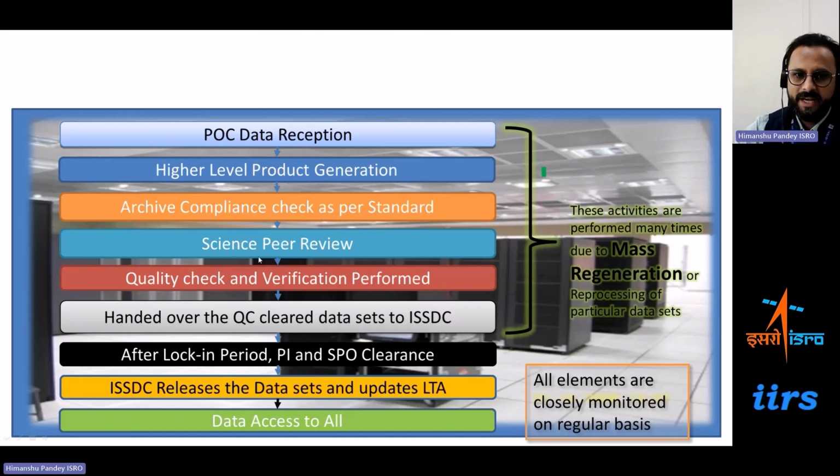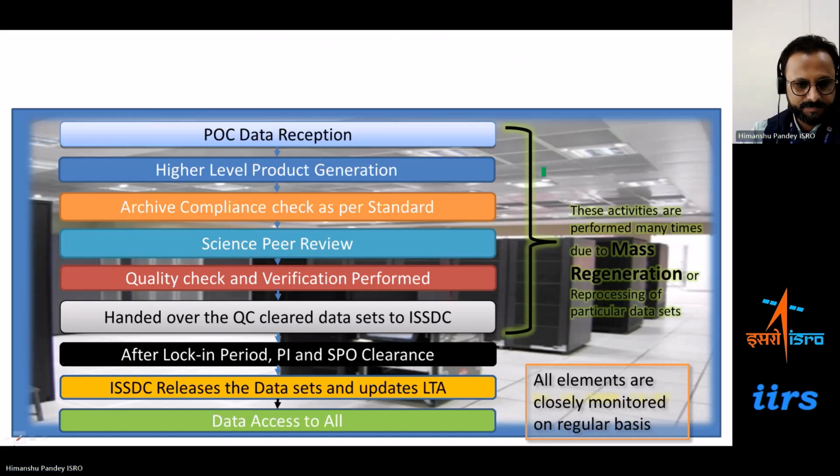Then the review would be carried out so that it would ensure that whatever data is going to be released or provided to the users is complete, correct, and so on. Then the accurate data, whatever has come, goes through quality check and verification, which is performed and handed over, and the quality check clears the data to us. Then after the lock-in period, because for some missions there is a lock-in period initially, but slowly that lock-in period goes off, like for Chandrayaan 2. Now there is no lock-in period as soon as it has come in.